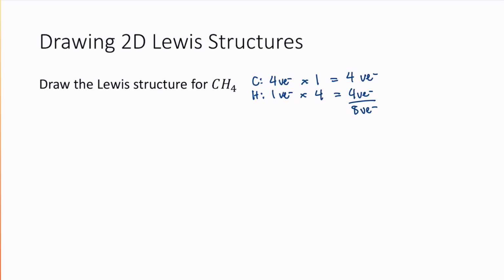What this means is my Lewis structure has to have 8 electrons because those are the electrons that are going to be responsible for bonding. Those are the electrons that can be shared. I can't do any more than that. I can't do any less than that.